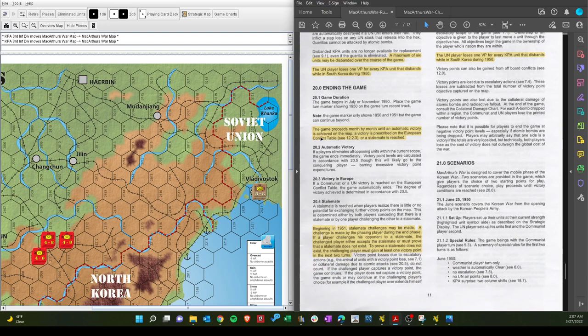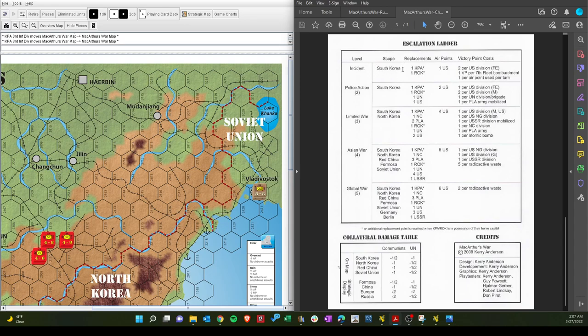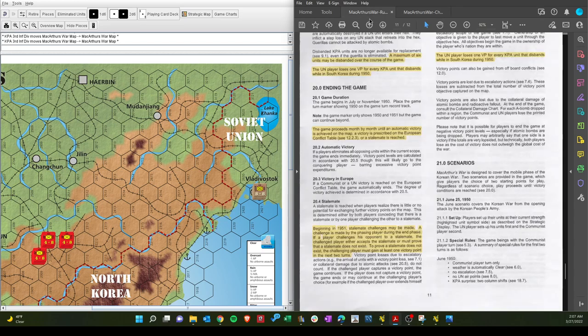Game proceeds until automatic victory, or the European conflict. If one side or the other wins Europe, it's over. Or an automatic victory. An automatic victory is you eliminate all opposing units within the current scope, and that's important. In the incident scope, if all South Korean units or all UN units can be eliminated out of South Korea, or even in the police action, then that's an automatic victory. Once you get to limited war, now you've got to eliminate your opponent in both of these, and then it becomes a little harder. So that's one way. Victory in Europe is the other way.